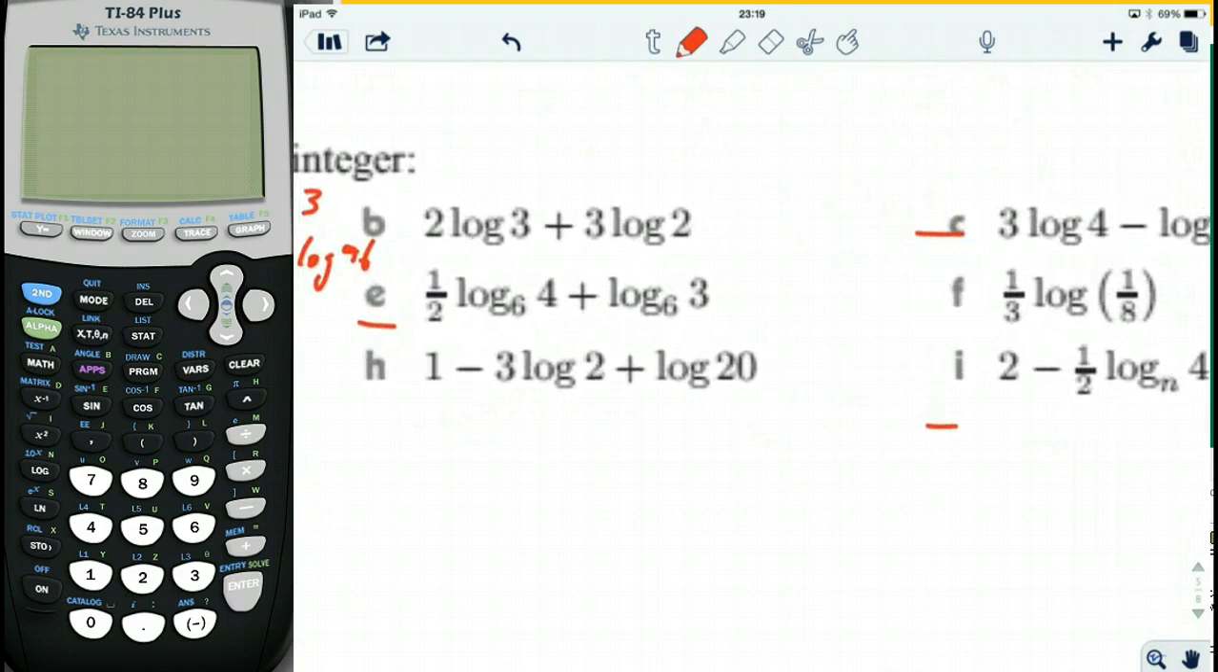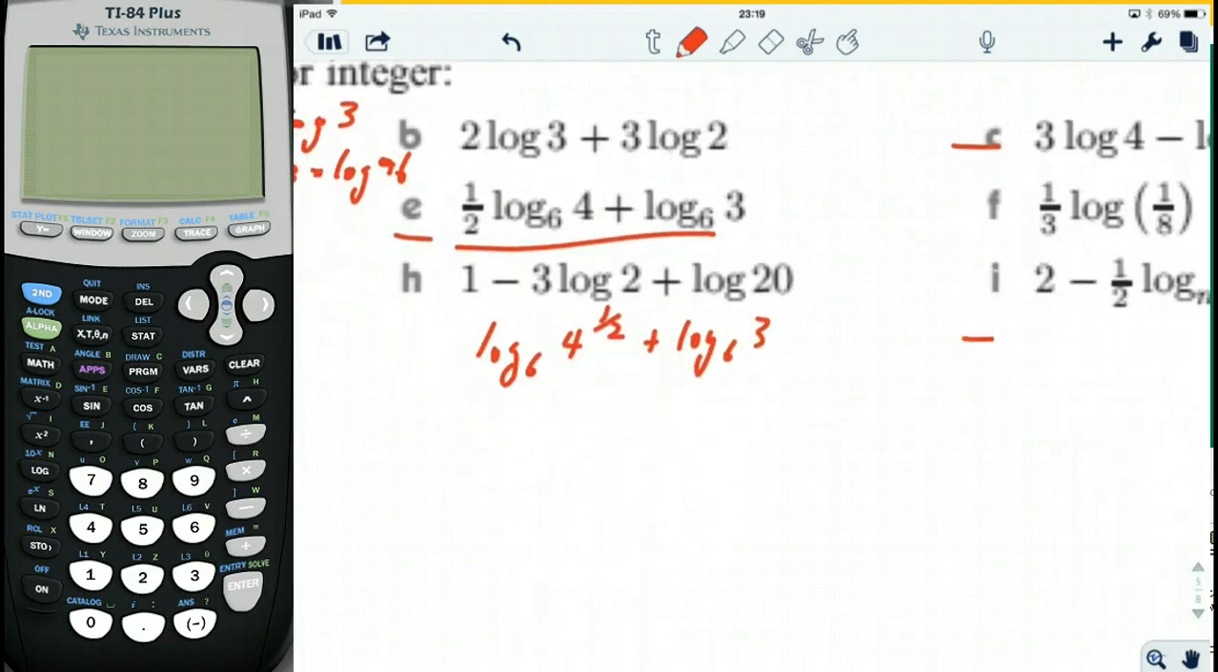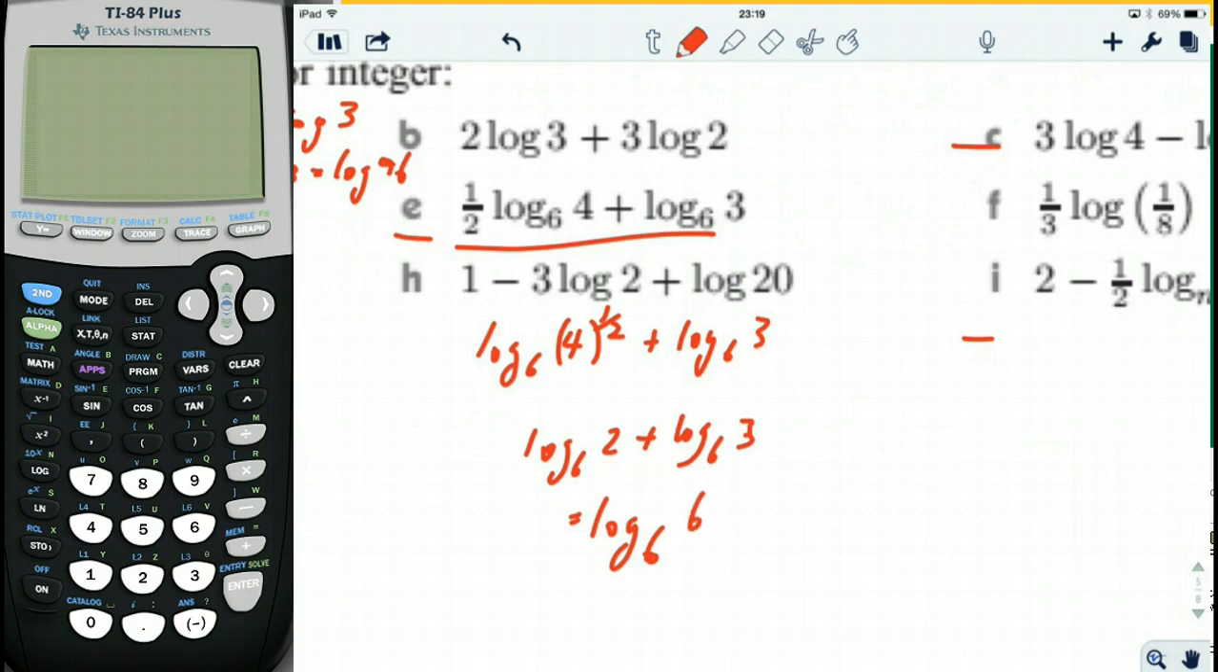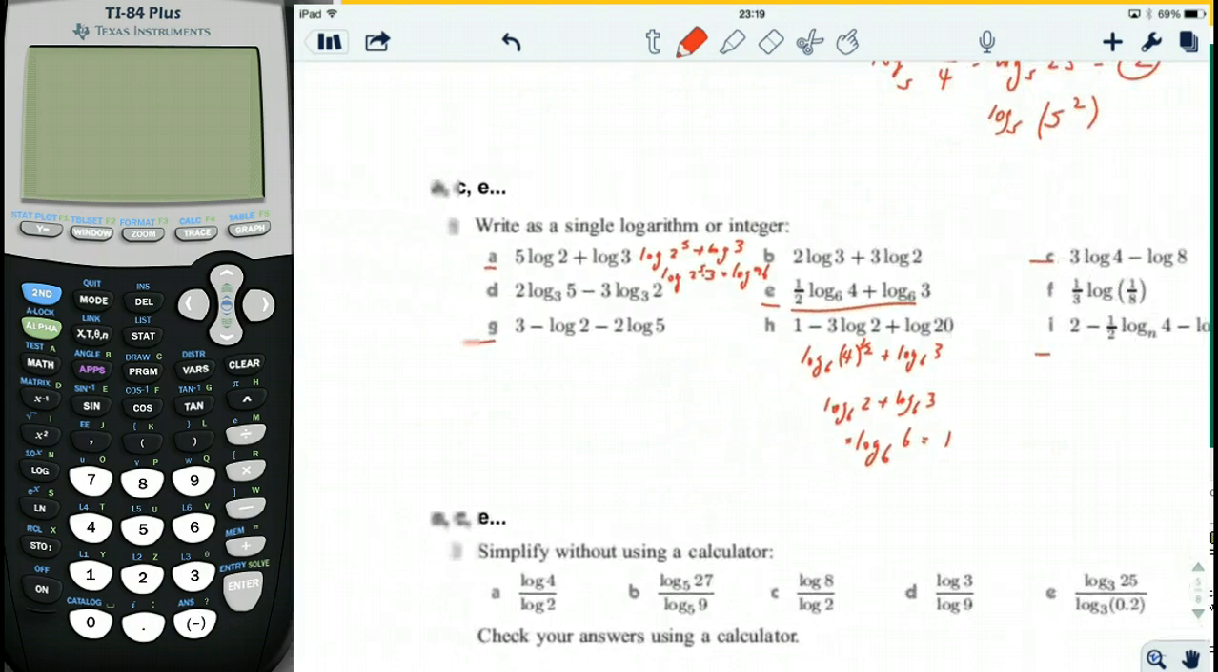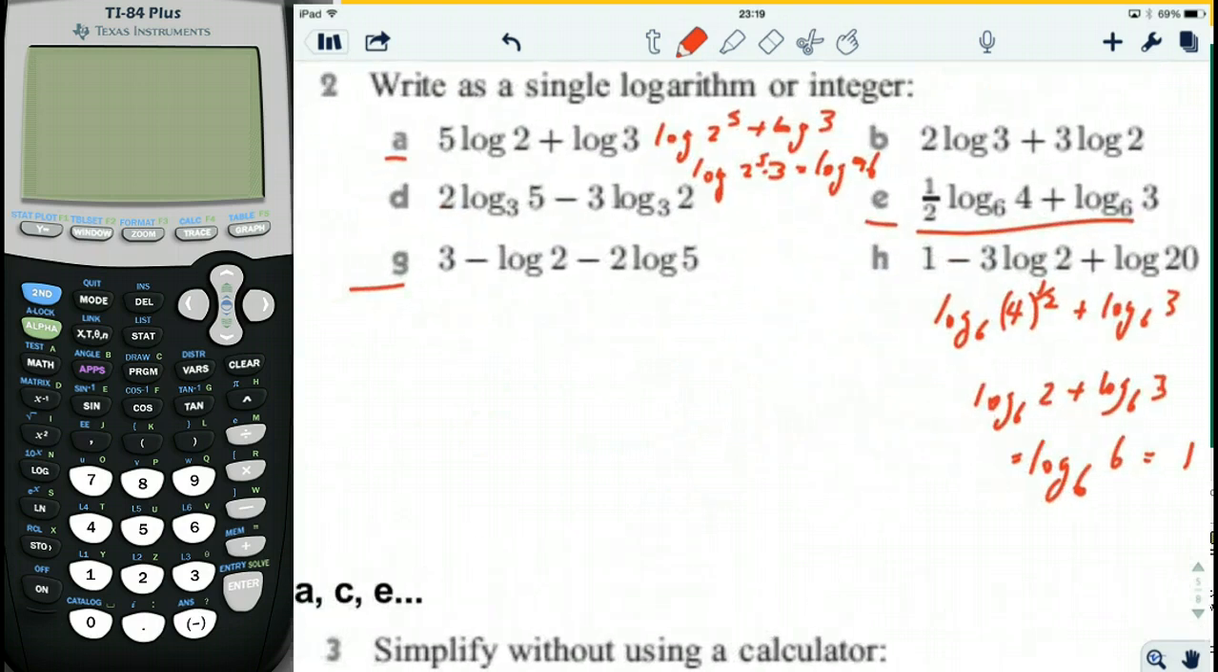Log base 6 of 4 is the same thing as log base 6 of 4 to the half plus log base 6 of 3. 4 to the half is the square root of 4, so log base 6 of 2 plus log base 6 of 3 is equal to log base 6 of 2 times 3, which is 6. Log base 6 of 6 is 1. Okay, 3 minus log base 2, or log of 2 minus 2 log 5th. So this would be 5 squared, log of 5 squared.